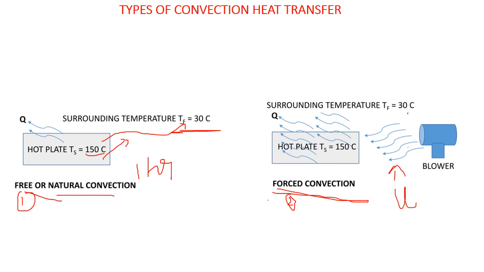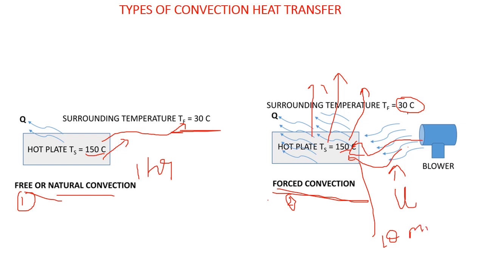Consider the same hot plate here, at 150 degrees Celsius, and a surrounding temperature of 30 degrees Celsius. When you have a blower on one side and blow the air at high velocity, the heat transfer will be very fast. Very soon, within say 10 minutes, this hot plate will lose the heat and reach the temperature of the surroundings. This type of convection is called forced, meaning we are forcing the air at high velocity to make the system lose heat very fast. That type of convection is called forced convection.